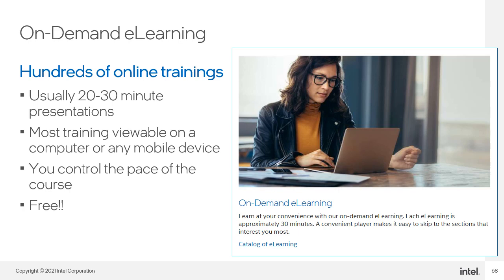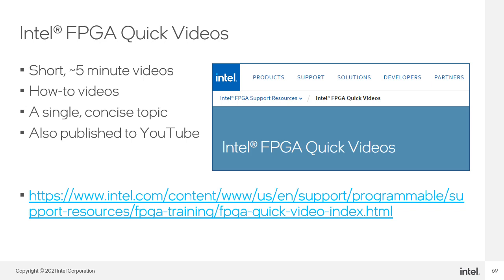All blue hyperlinks are active directly in the training, allowing you to immediately jump to linked web pages and other online resources. There are many short videos around 5 minutes in length called quick videos. These videos present a single, concise topic about a particular feature of Intel Quartus software or Intel FPGA devices. The quick videos can be found on the Intel FPGA Quick Video website or on the Intel FPGA YouTube channel.